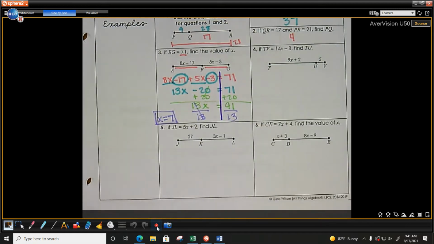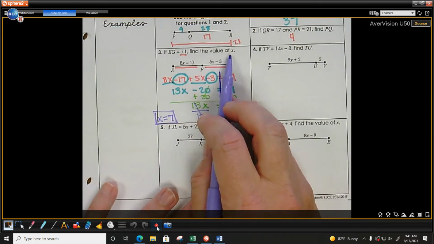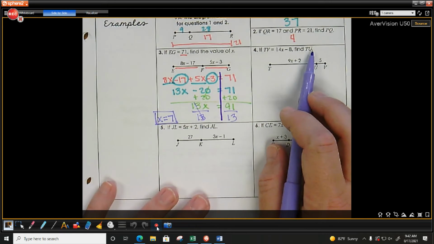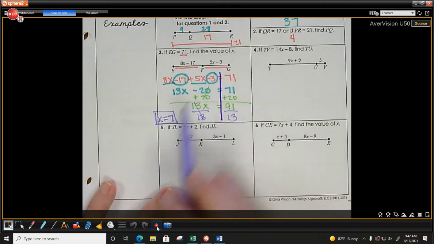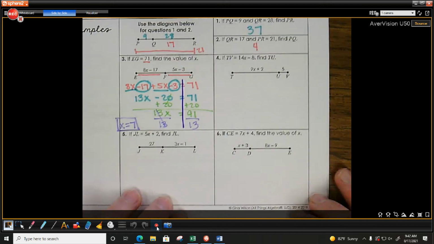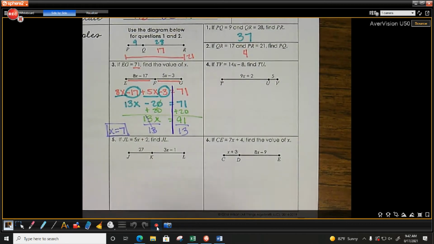Guys, the biggest mistakes we make on these is we don't answer the question. Sometimes it's going to ask you, what's the value of x? Sometimes it's going to ask you, what's a segment length? Okay? Make sure you're answering the question it's asking. This says find the value of x. My answer is x equals 7. Okay? We ready for the next one?